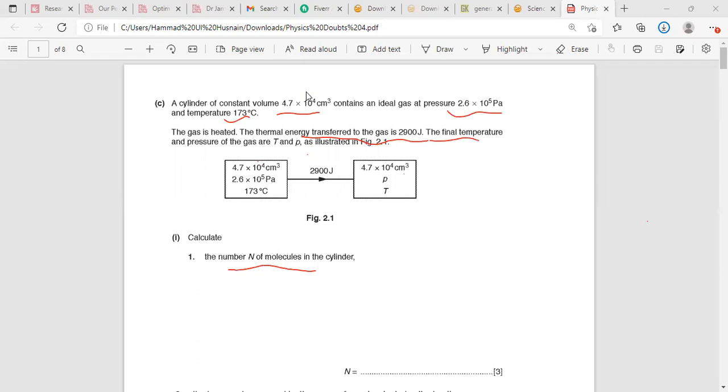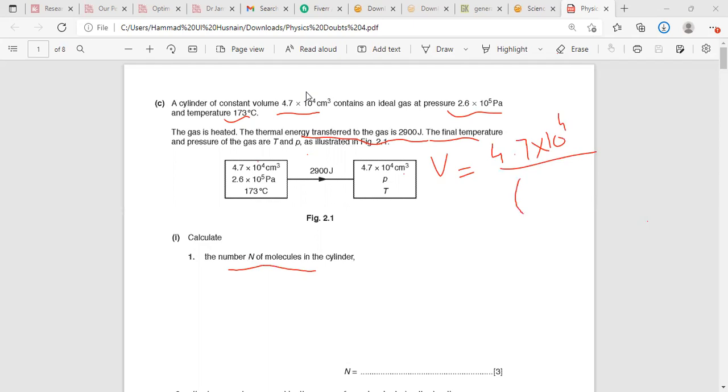Now, before solving these types of numericals, you need to convert all the data into system international units, right? You can see that here volume is given in centimeter cube, but we need to find the volume in meter cube. Similarly, the temperature is in degree centigrade, but we need to have the temperature in Kelvin scale, right? So how can we convert this volume? You have to divide 4.7 by 1 times 10 to the power 6. So you will get 0.047.